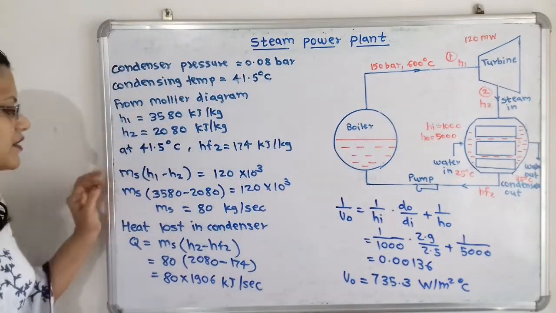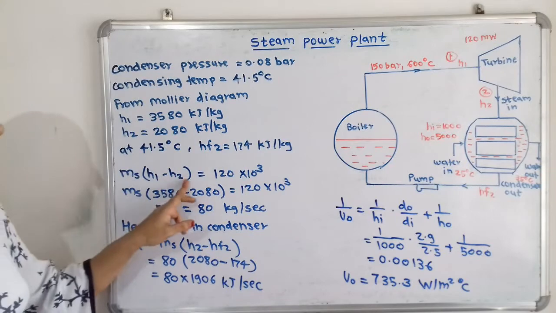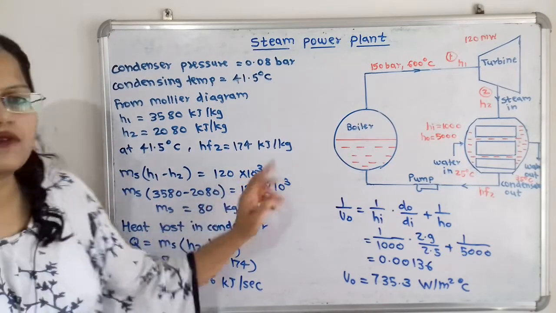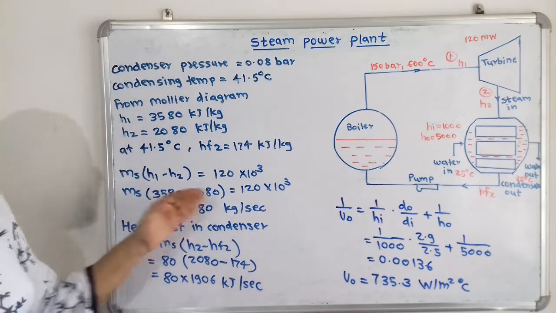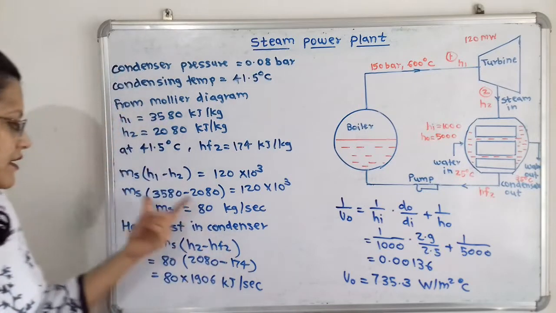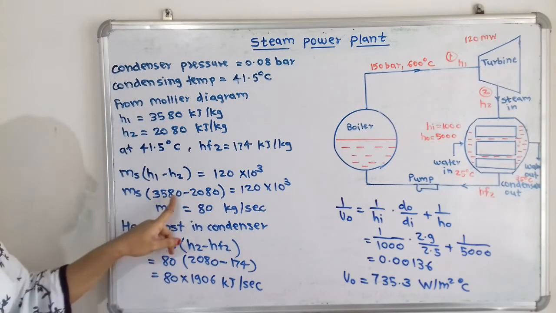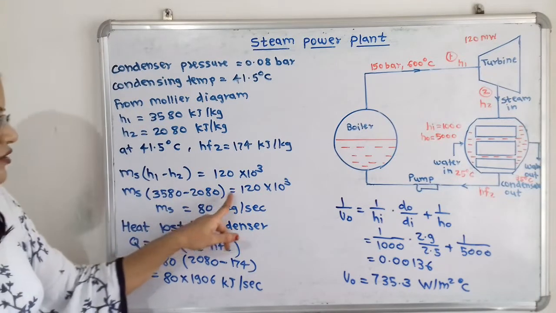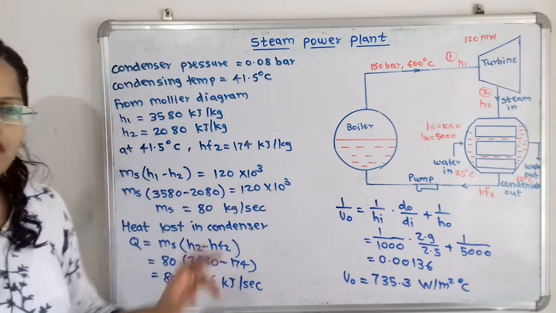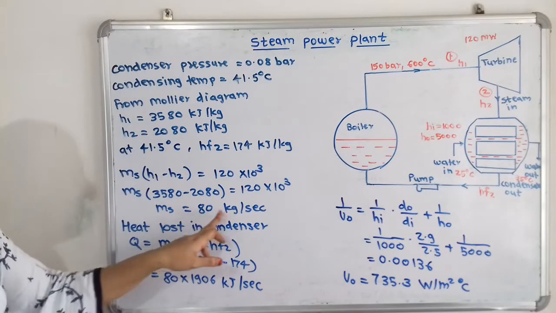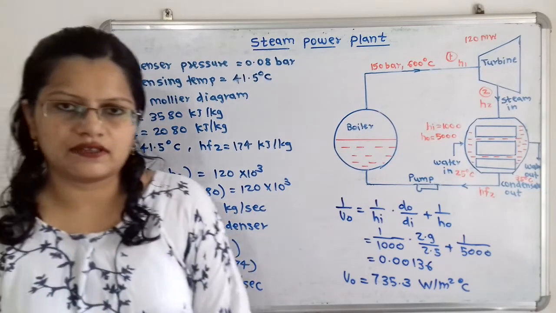So we will write here the formula Ms (H1 minus H2) is equal to 120 into 10 raised to 3. So megawatt we have to convert into kilowatt. When we put all the values, the value of H1 is 3580, H2 is 2080, which is equal to 120 into 10 raised to 3. So Ms is equal to 80 kilogram per second.